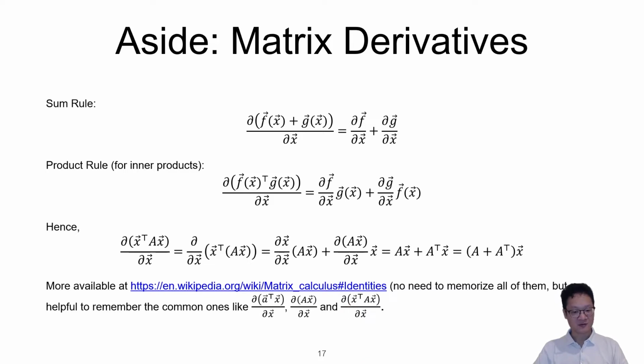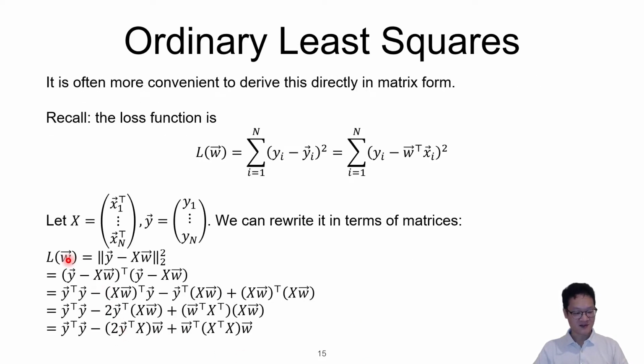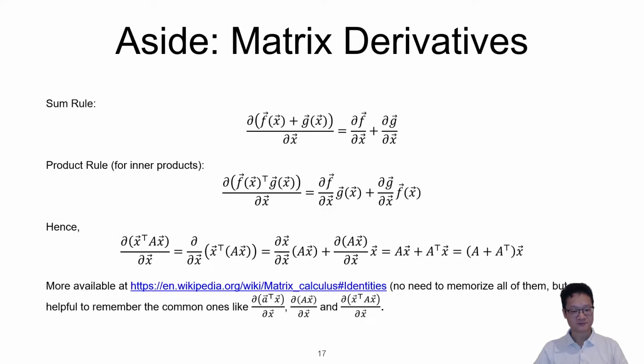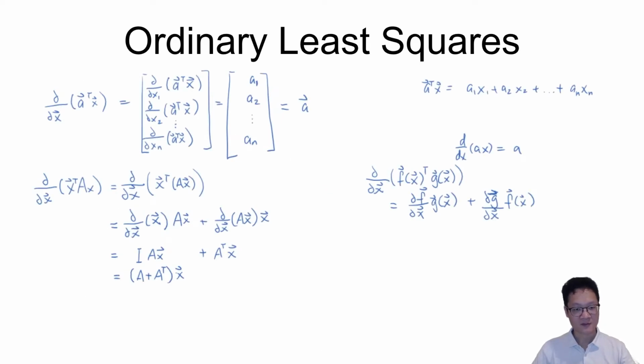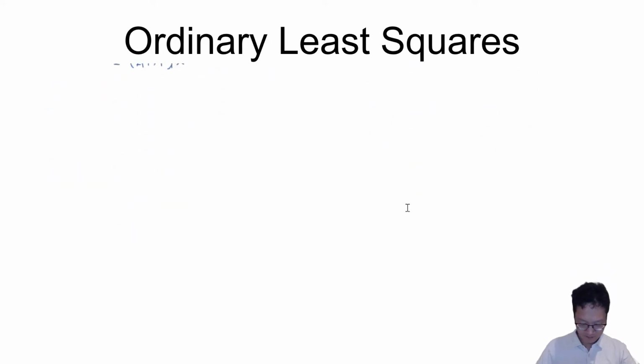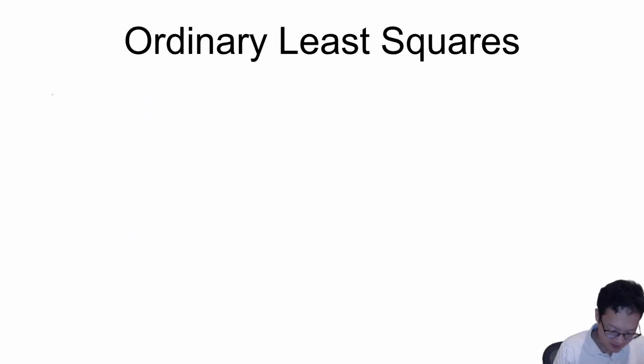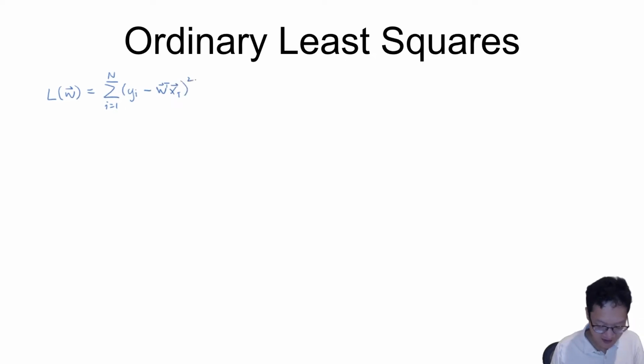Okay, so now we have all the tools to differentiate this loss function and then set it to zero. Okay, so let's do that here. Remember that the loss function was the summation from i equals 1 to n of our desired output minus our model prediction, which is w transpose x_i, squared.